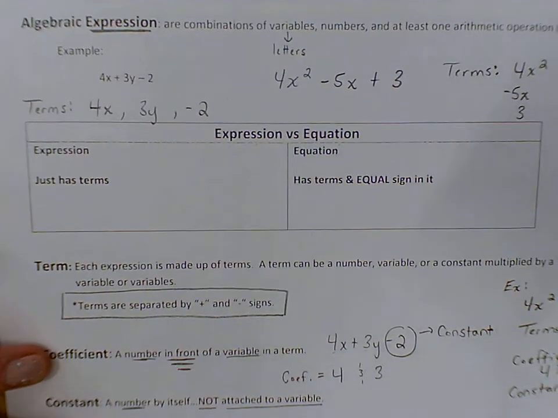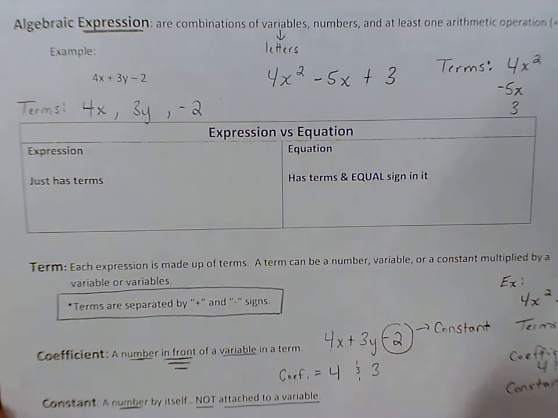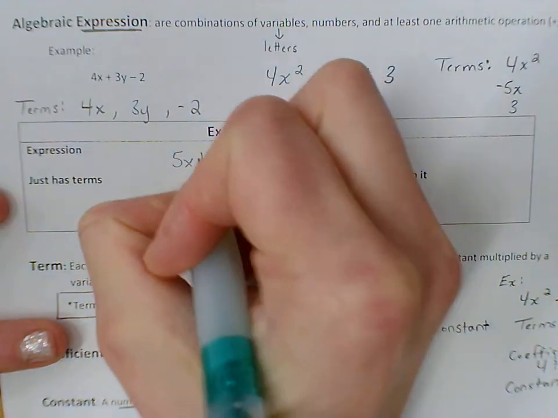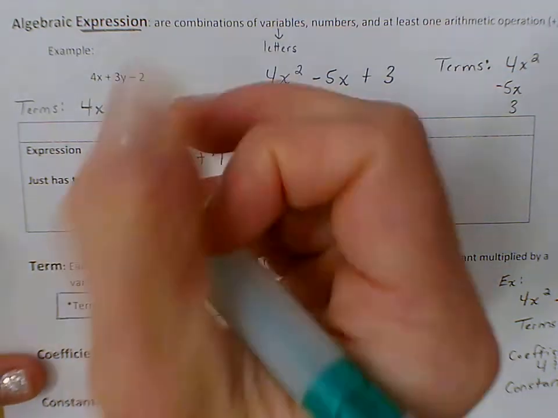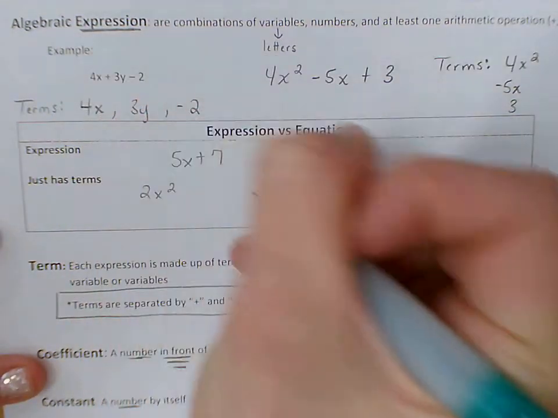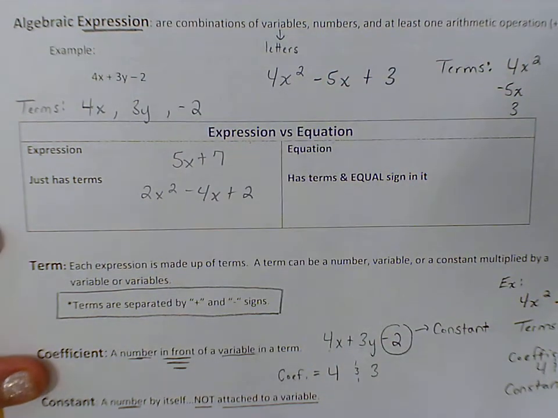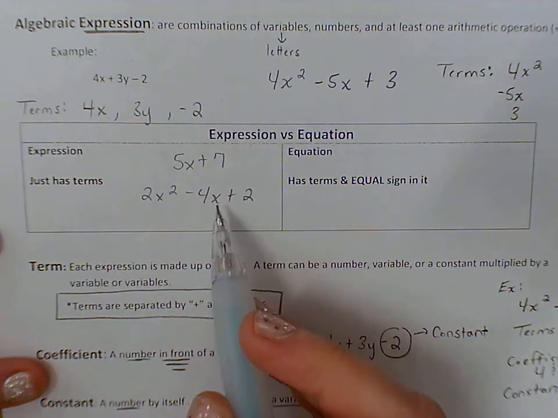So what we've been working on so far in these notes is what are called expressions, okay? And so expressions are just going to have terms to them. So it's going to have the numbers and the variables, and you're going to have like plus and minus signs sometimes. So like 5x plus 7 would be an expression. Okay, or if you had like 2x squared minus 4x plus 2, that's an expression, all right? And so these are expressions. It just has terms to it.